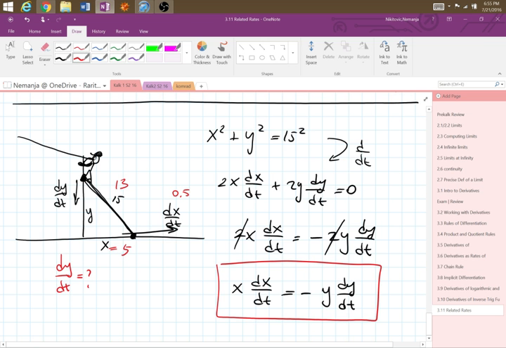So if you look at the textbook example, those are the numbers that are given, and then you just plug them in where they belong, figure out that y is 12 through the Pythagorean identity, plug everything in, and the problem is solved. So you should really try many of these examples, as many as you can.